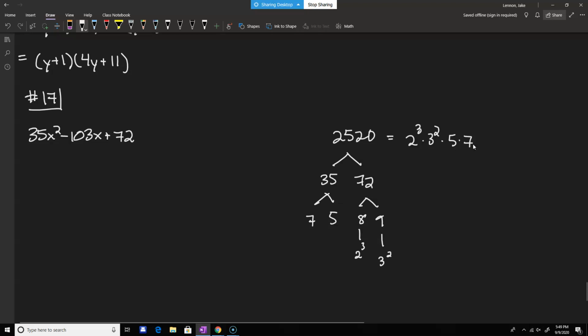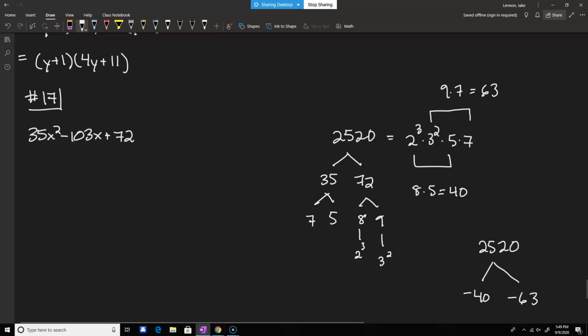So 8 times 5 would be 40. So there you go. I kind of grouped these together and then grouped these together, right? Because 8 times 5 is 40, and 9 times 7 is 63. And so the numbers that are going to work for 2520 are negative 40 times negative 63. If you multiply those two numbers together, you get 2520. And if you add negative 40 and negative 63, you get negative 103.